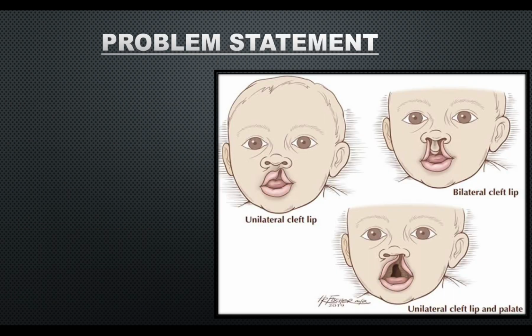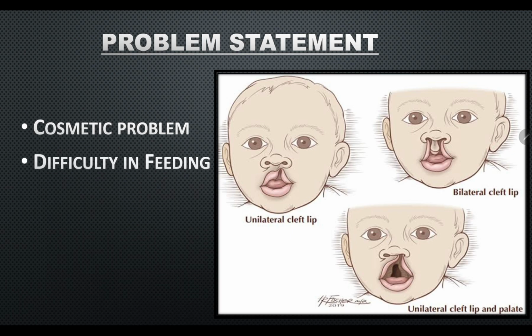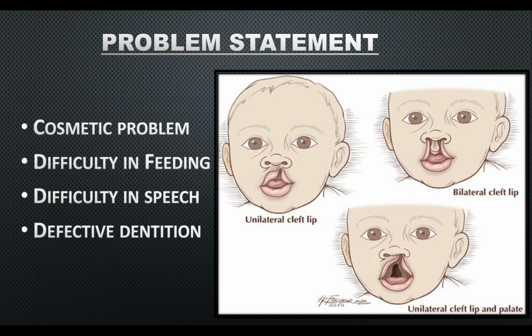The problem statement in these diseases: first, it is cosmetically unacceptable. A baby with this deformity is cosmetically unacceptable. And second, an important thing is there is difficulty in feeding, especially in cleft lip, because there is poor attachment and thereby poor breastfeeding, and in turn the baby will suffer from malnutrition. Later there can also be difficulty in speech. This is also one of the causes for unerupted teeth and defective dentition.